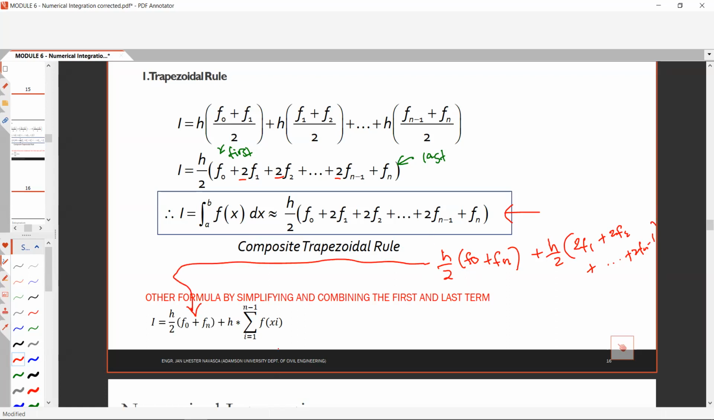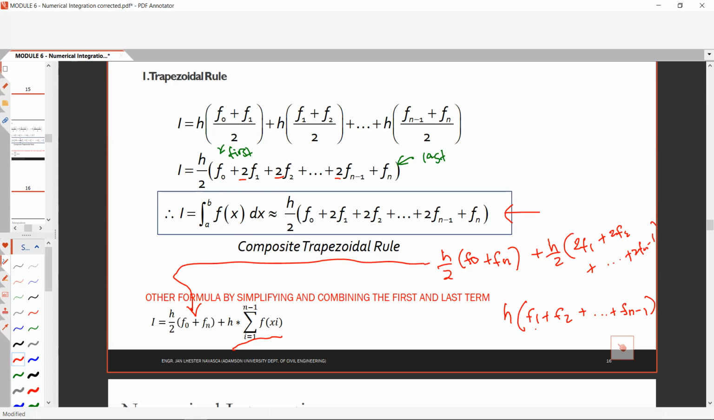So paano ba 'to na-derive yung summation na 'to? Okay, pasok mo yung h over yung 1/2 dito sa loob ng equation. So kapag pinasok natin yung 1/2 dito sa loob ng equation, lahat ng 2 is maka-cancel, 'di ba? So therefore, kapag pinasok natin, h is f1 plus f2 plus that hanggang f sub n minus 1.